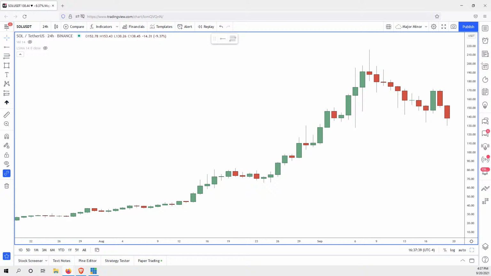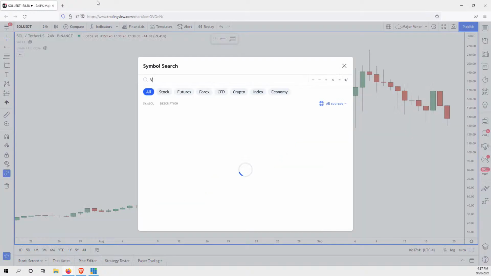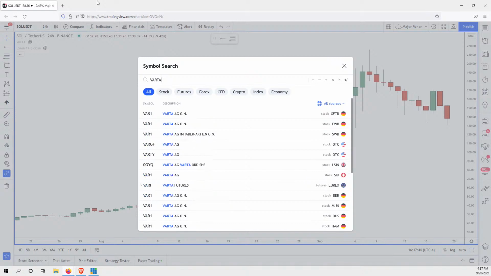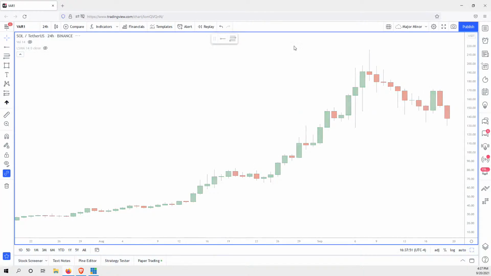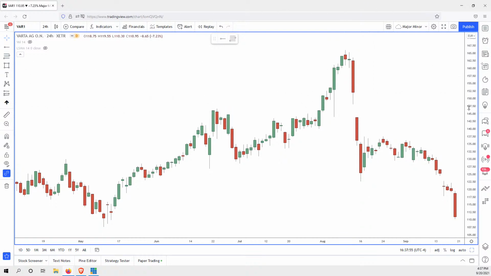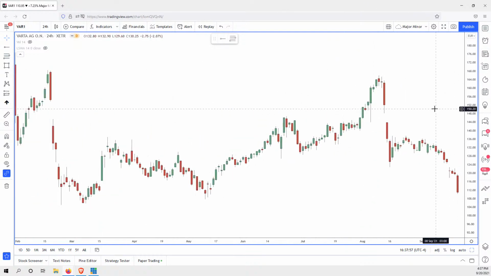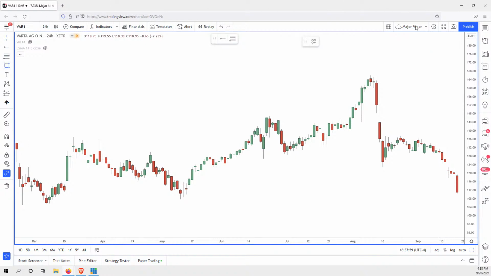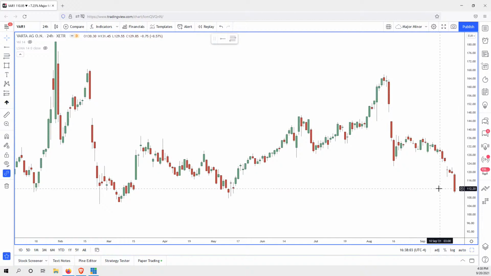Would you take a look at Varda, please? What is Varda? Is that a stock? Is that a coin? I'm going to type the word Varda in. I guess that's a stock on the German exchange. Ooh, that doesn't look good. Correct me if I'm wrong on that symbol, but if that's Varda, here's what I see right off the bat: lower high, lower low, which means I don't want to step in front of this.